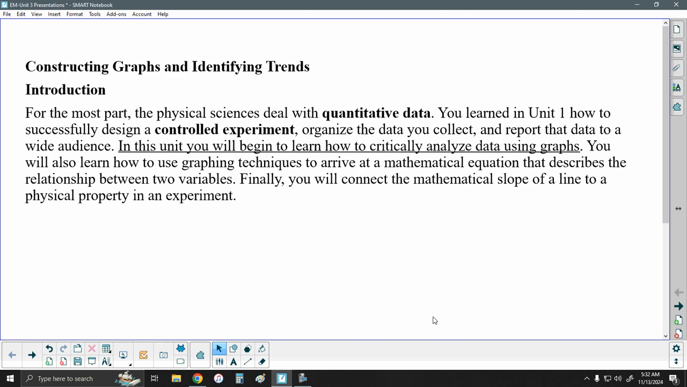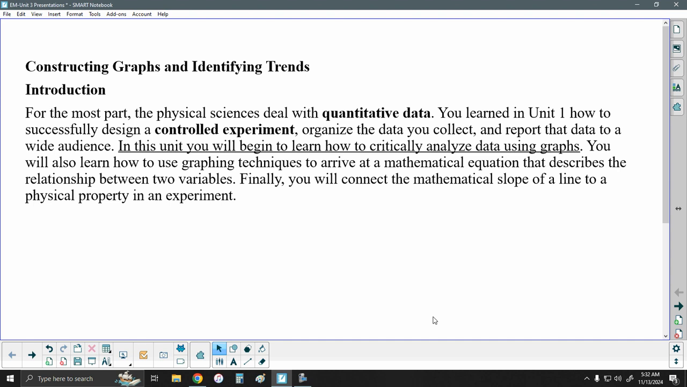So for the most part, physical sciences does deal with quantitative data. As I'm sure you figured out from the first 2 units, we do spend a lot of time collecting measurements of specific scale. We also are going to design those controlled experiments, organize the data that we collect, and report the data to a wider audience.